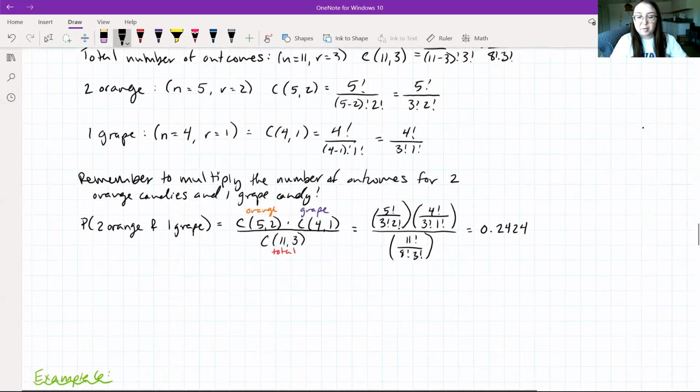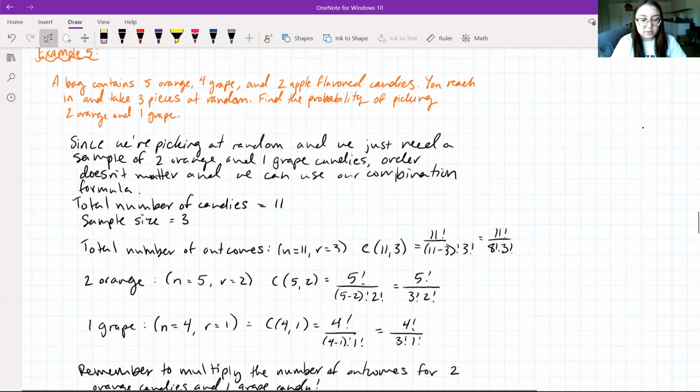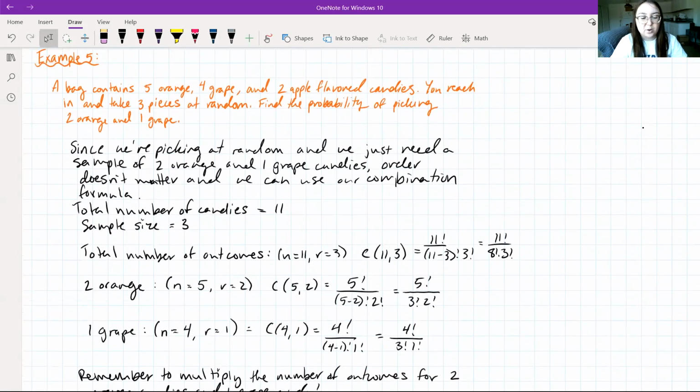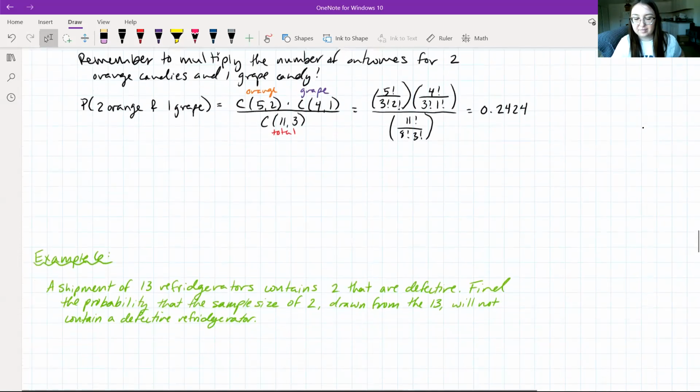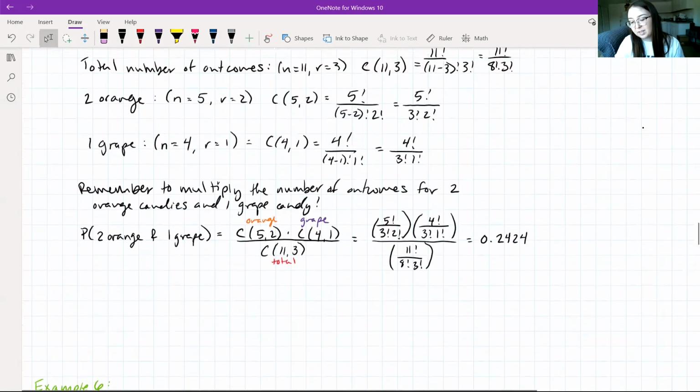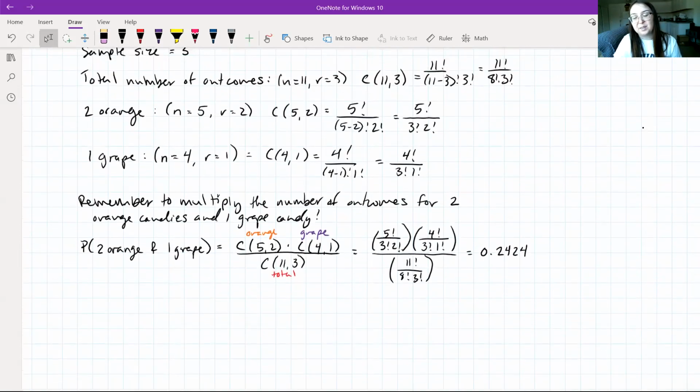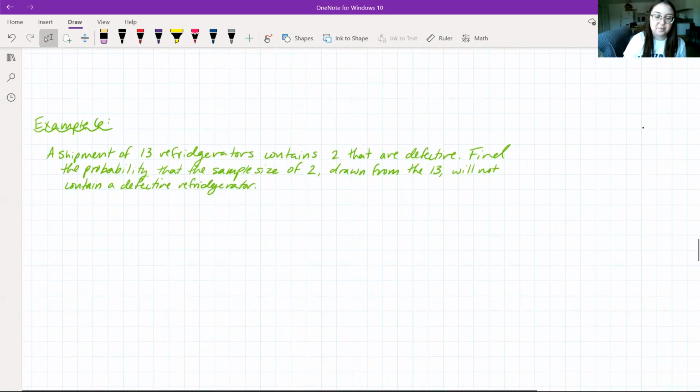So this is our probability of getting 2 orange and 1 grape candies out of a bag containing 11 different flavored candies. We left it in decimal form, but obviously we know this is going to be equal to 24.24%. So almost a quarter.